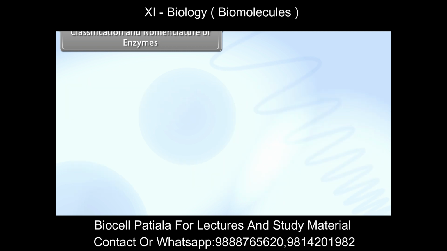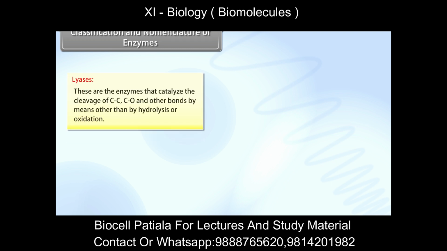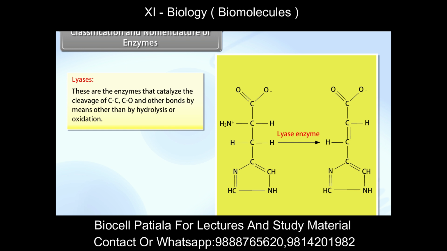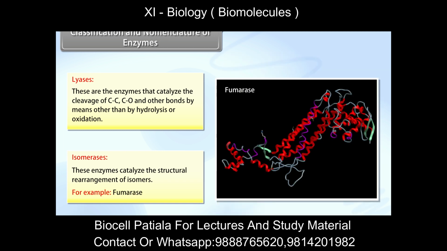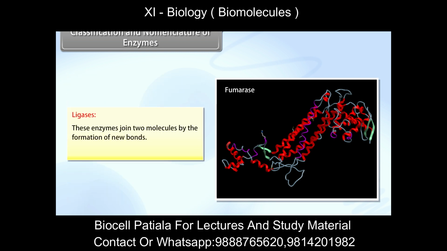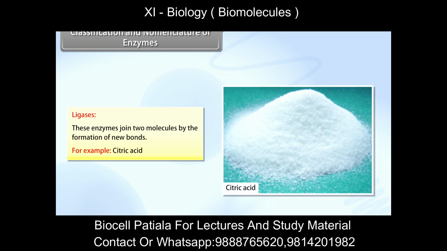Classification and nomenclature of enzymes. Lyases. These are the enzymes that catalyze the cleavage of C-C, C-O and other bonds by means other than hydrolysis or oxidation. Isomerases. These enzymes catalyze the structural rearrangement of isomers, for example, fumarase. Ligases. These enzymes join two molecules by the formation of new bonds, for example, citric acid.